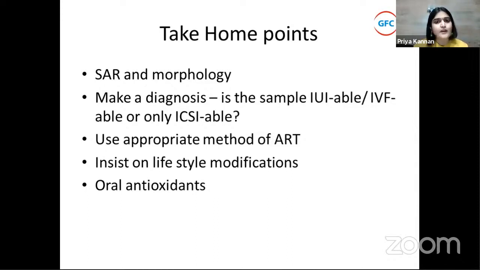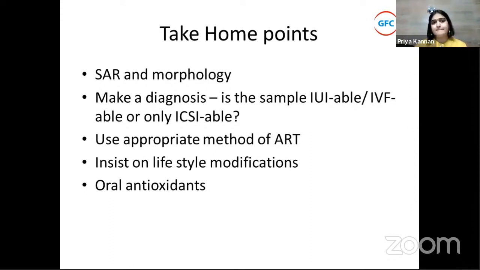Always do a morphology of the sperm to know how many normal sperms you do have, because with less than 4% normal sperms, it becomes an ICSI sample. With IUI or IVF we are prone to have poor fertilization and poor pregnancy rates.